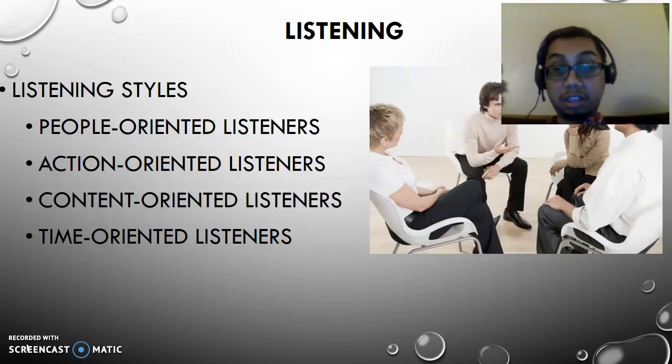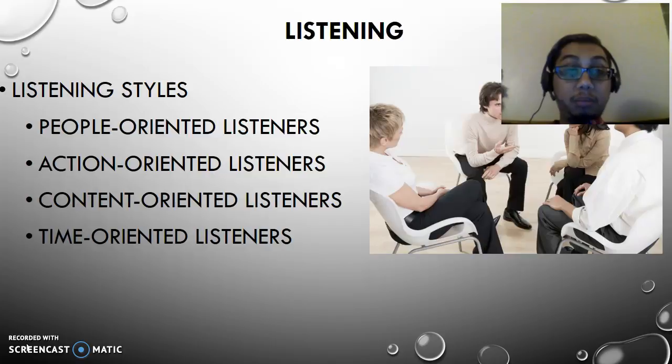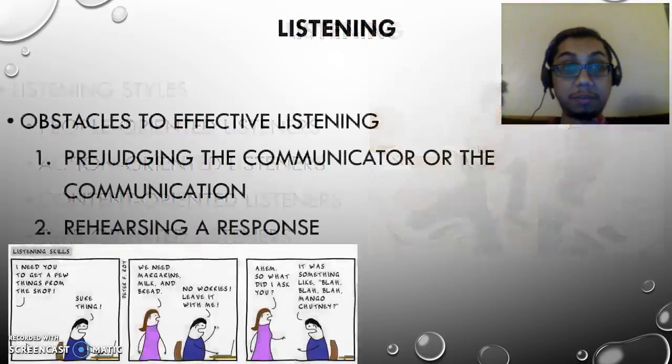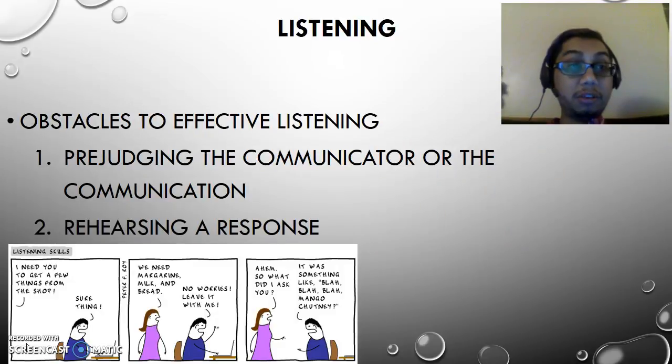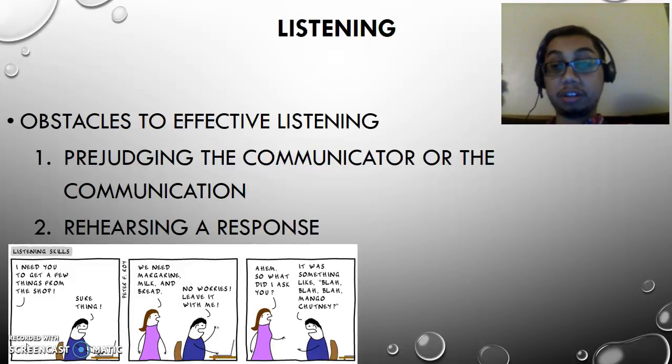And action-oriented listeners prefer information that is well organized, brief, and free of any errors. Content-oriented listeners basically like their information in rich content. And time-oriented listeners just prefer a brief message. Now, continuing with listening, there are also obstacles to effective listening. The first obstacle is prejudging the communicator or the communication, and the second is rehearsing the response.